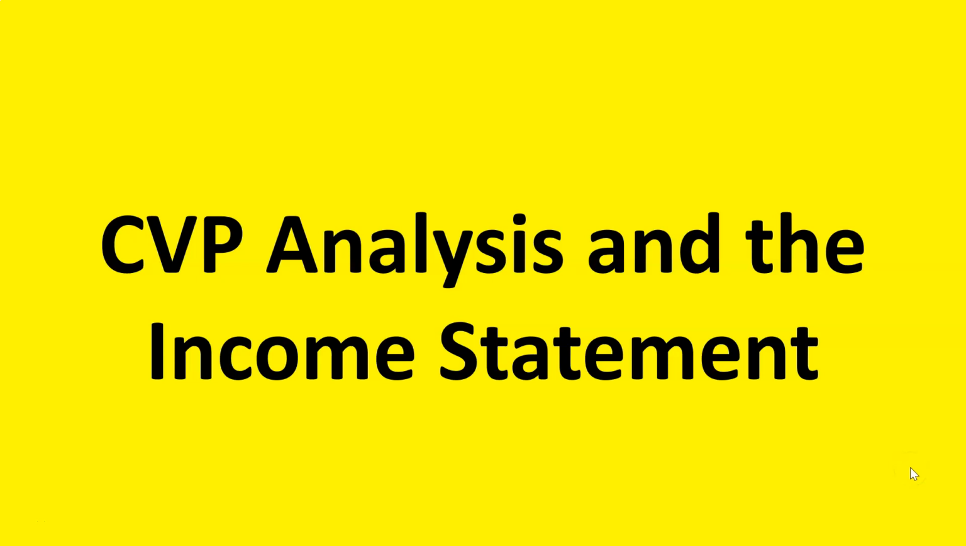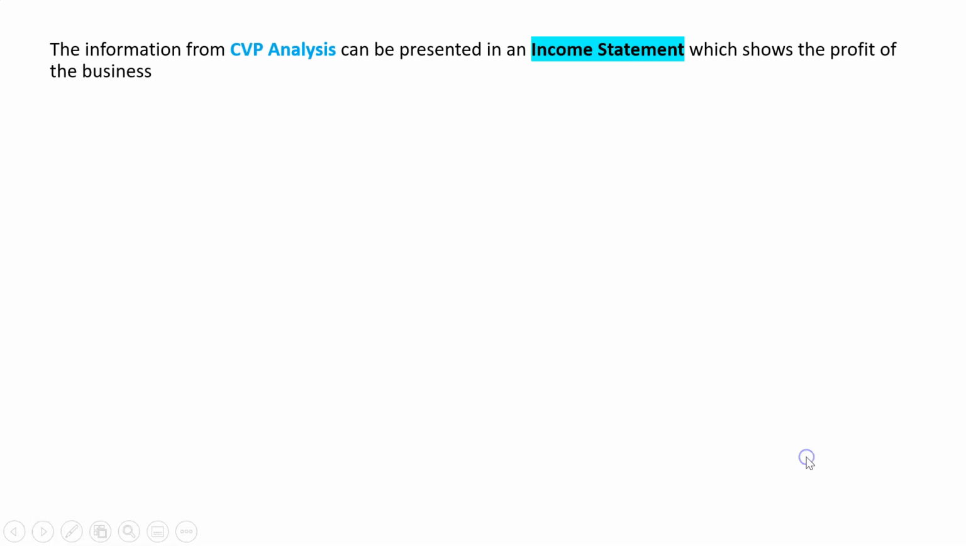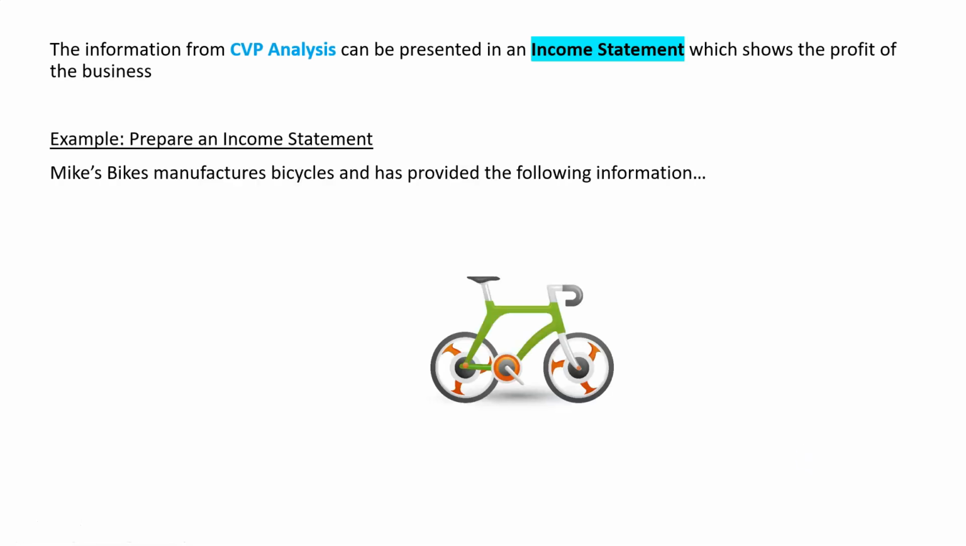The final thing we can do with CVP analysis is make a little bit of an income statement. Now we haven't actually covered income statements yet in too much detail, so we'll just make it nice and simple now. But the good thing about it is we can present the info that we've done. And let's use Mike Bikes again as an example.